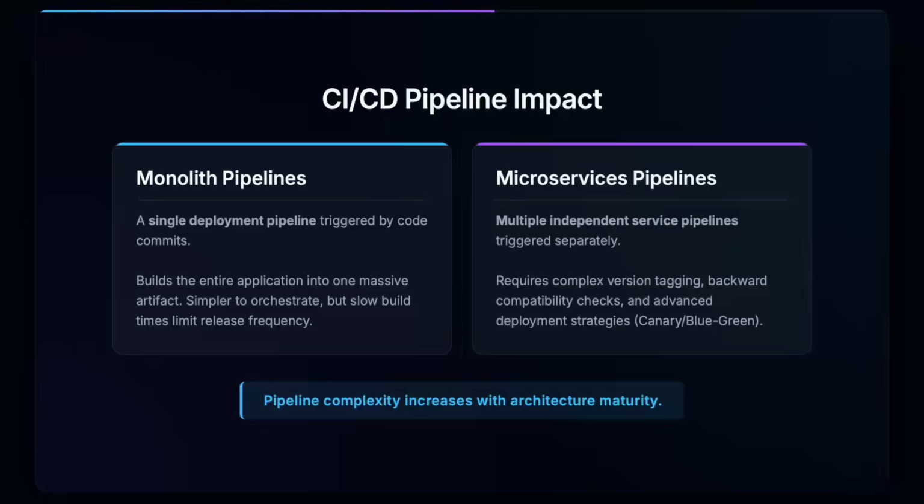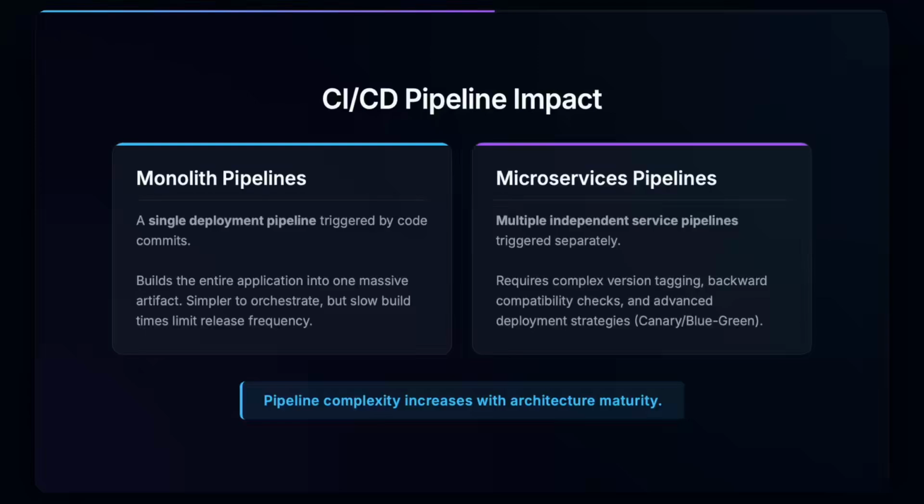Next comes CI/CD pipeline impact. So obviously, monolith pipelines will have a single deployment pipeline, right? It will have only one single deployment triggered by the code commits. It will build the entire application into one massive artifact. We have seen this one in the example, and it is simpler to handle, but the builds are slow and the long build times limit the release frequency, right?